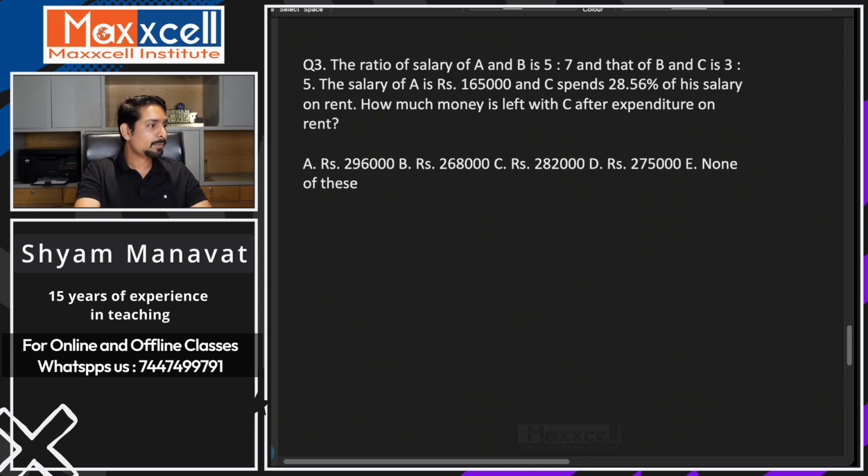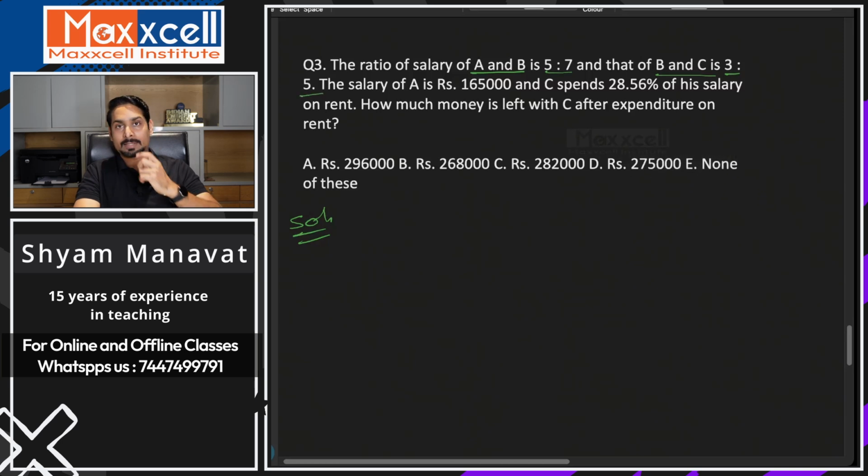Okay, let's see question number 3. Pause this video, try to solve it by yourself. Okay, rest of you, let's solve together. Solution. The ratio of salary of A and B is 5:7. B is to C is 3:7.